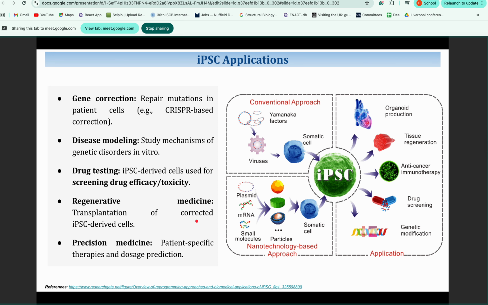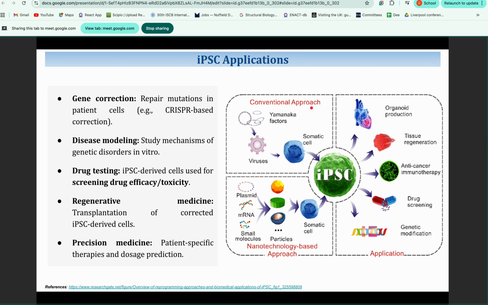We can use them for regenerative medicine. Transplantation of corrected iPSC-derived cells can lead to regenerative medicine and precision medicine, because they are patient-specific therapies, and dosage prediction. From patients we can collect their fibroblasts, reprogram them, make them pluripotent, and treat the person. In that way we don't have to deal with self and non-self rejection by our body, because it will be specific to the same person. So it is patient specific, or you can say it is autologous treatment.